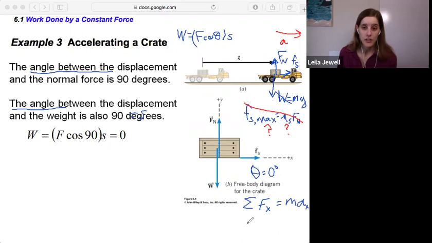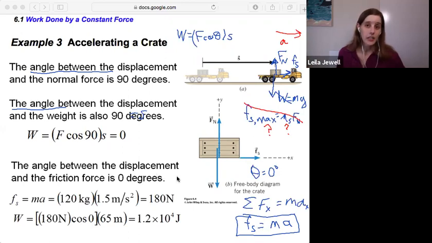Well, what forces are acting in the x direction? Just the force of friction. Awesome. And the mass is something that we know. I think it was 65 kilograms. And the acceleration is also something we know. So we now have derived, using Newton's second law, an equation for the force of friction. This only works for this particular scenario, but once we know that, we can plug it into our work equation.